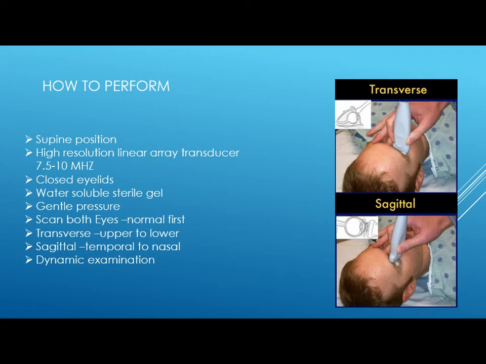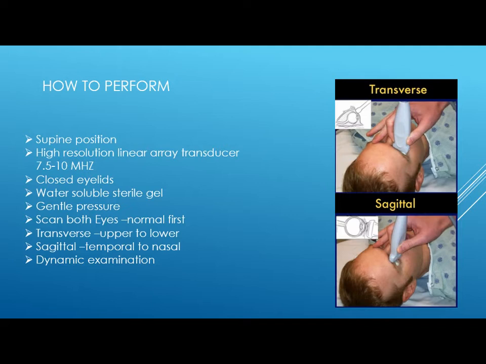How to perform this kind of examination: we usually examine while the patient is in the supine position. Use a high resolution linear array transducer, 7.5 to 10 megahertz. We scan while the patient closes his eyelids, although there are centers using B-scan on open eyes. We use large copious gel and gentle pressure, and usually we scan both eyes. We start from the normal eye to give a good comparison for the abnormal.